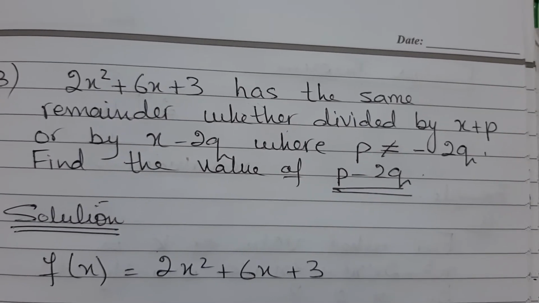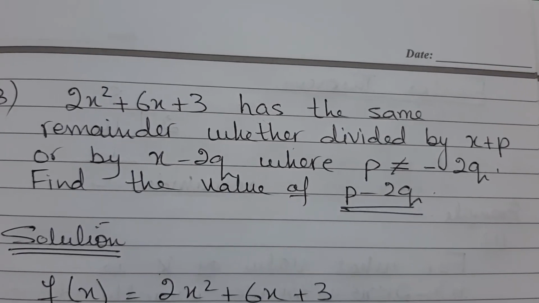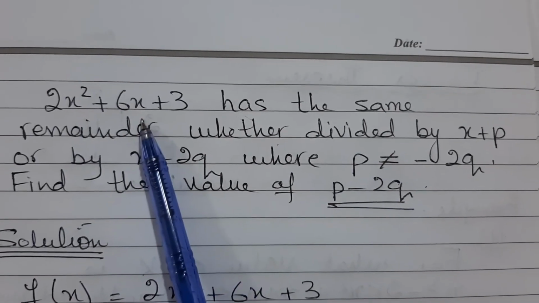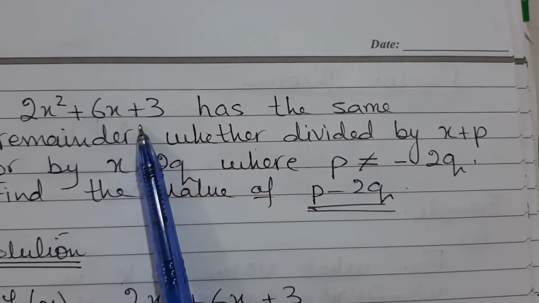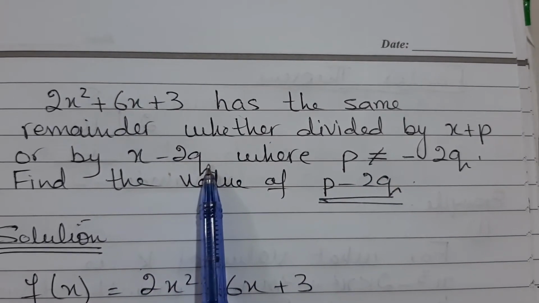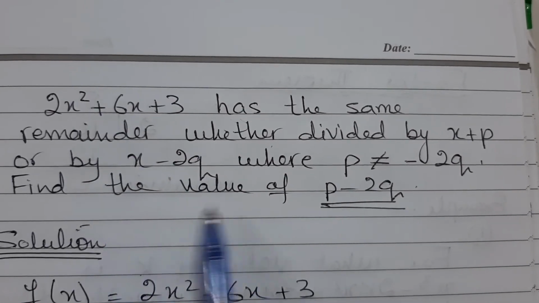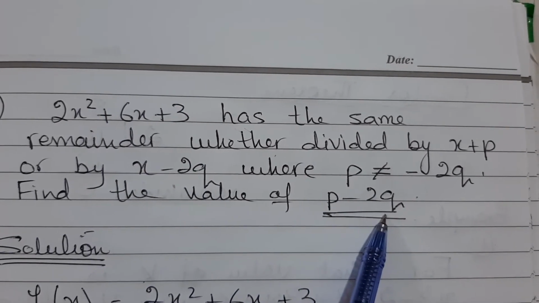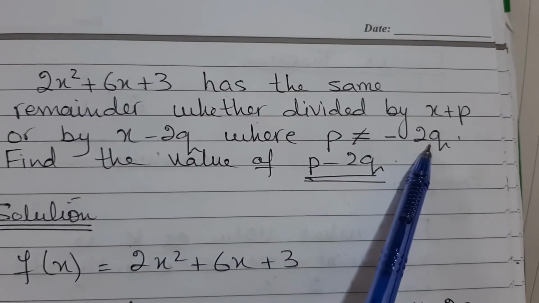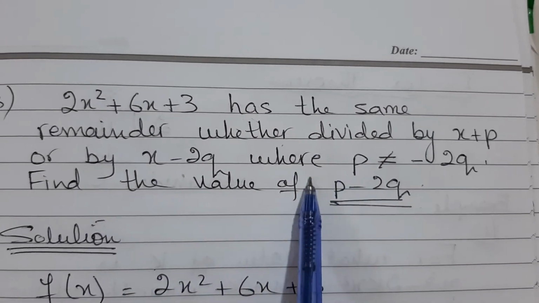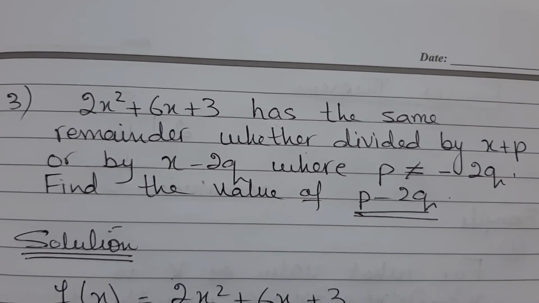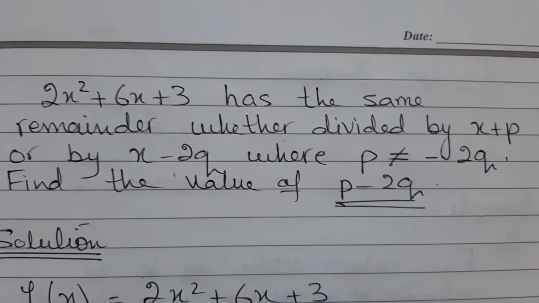Let's take another example from the book only. It is considered by most of the students as a difficult example. So that's why I've picked it up. Now the question is saying when you divide this by x plus p and x minus 2q, find the value of p minus 2q, because your remainder will be the same. So when you divide this by x minus 2q or x plus p, your remainder will be the same, and find p minus 2q. The question is not saying find the value of p and find the value of q. No. The question is saying what is the value of p minus 2q.